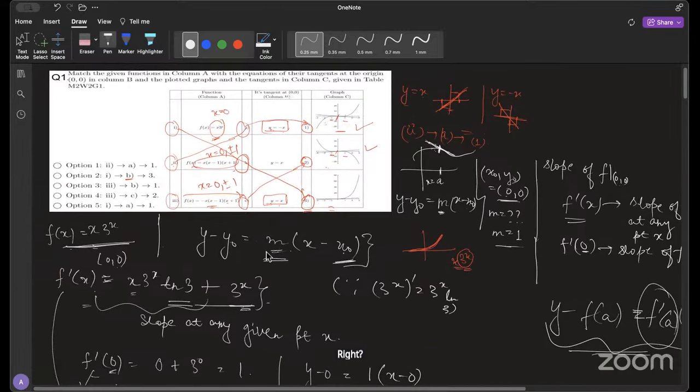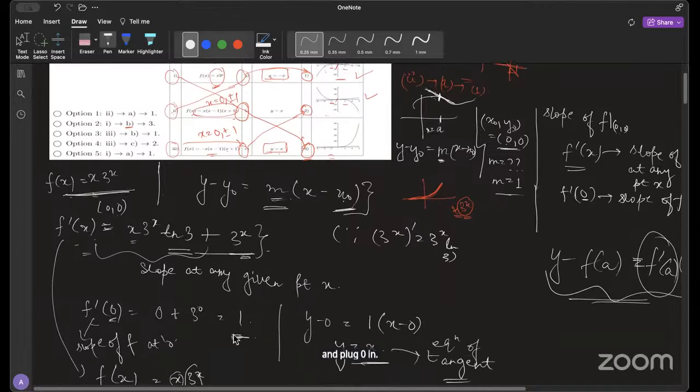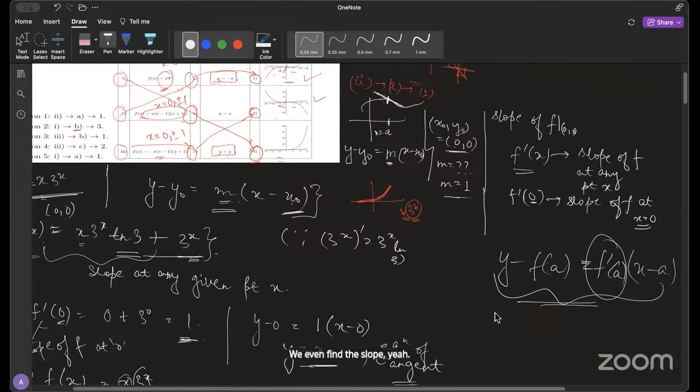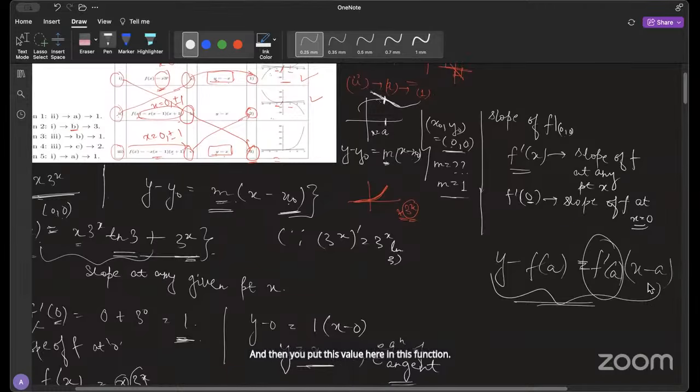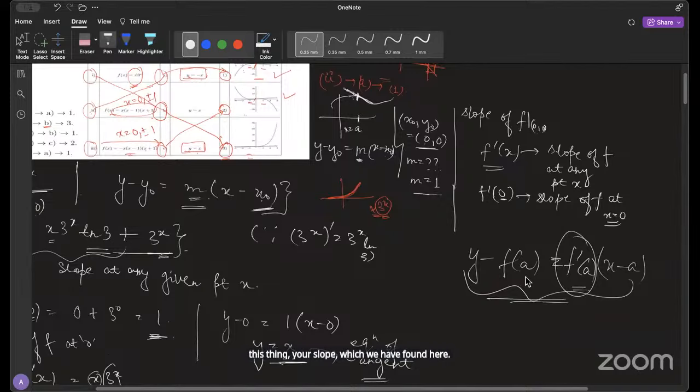So this is your slope, and this entire equation is the equation of tangent, right? So first you find the slope at 0, 0. This is how you do it. First you find the derivative of the given function and plug 0 in. So you will find the slope here. And then you put this value in this function. So there are two unknown things here. First is your slope, which we have found here. And the second thing are the points here, a and f(a). One thing to note is a and f(a) is the point which lies on both the tangent and the curve, right? It's the point where you have to find the tangent line.